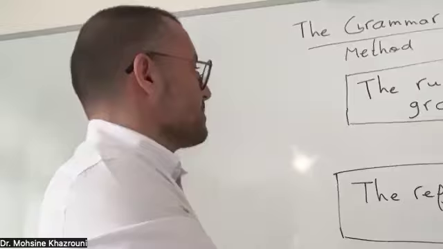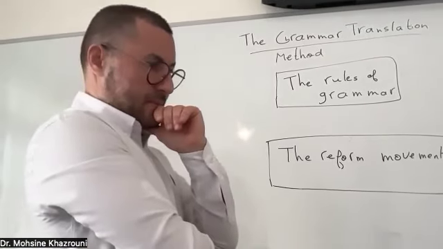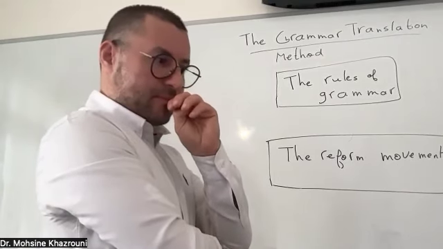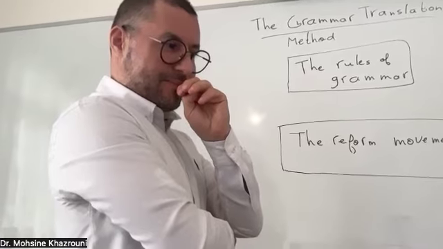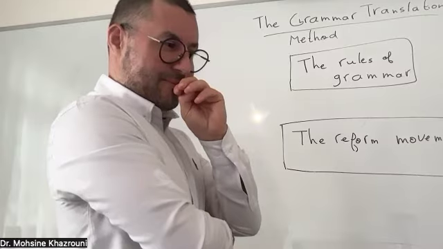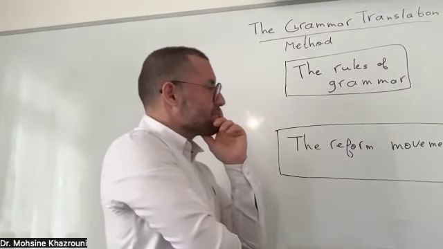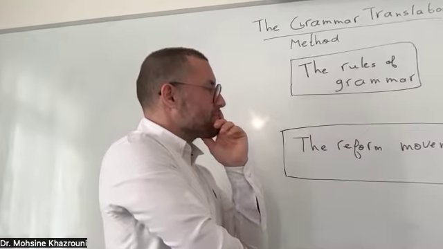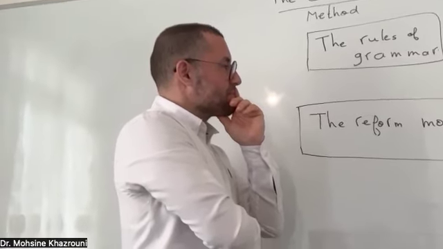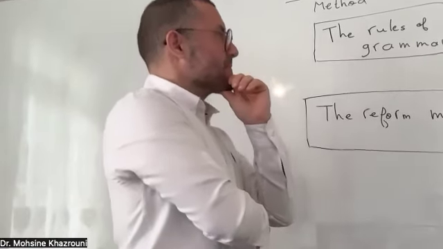The reform movement reacted against the grammar translation method. It emphasized spoken language, pronunciation, and communication, unlike grammar rules. Additionally, methods like the direct method emerged, focusing on teaching in the target language without translation and learning grammar inductively through examples, not rules first.